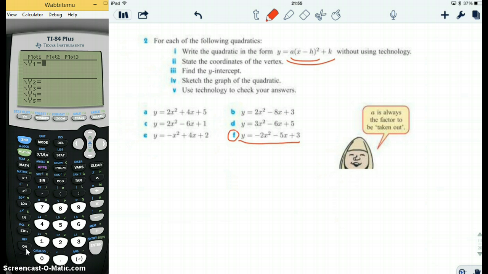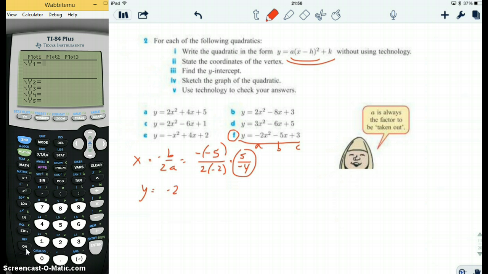So for f, let's find the axis of symmetry first. It's x equals negative b over 2a, which would be negative of negative 5, because a is going to be negative 2, b is going to be negative 5, and c is going to be 3, all over 2 times negative 2, so that would be 5 over negative 4. I'm sorry, this should be x. Okay, so the x-coordinate of the vertex is negative 5 fourths.